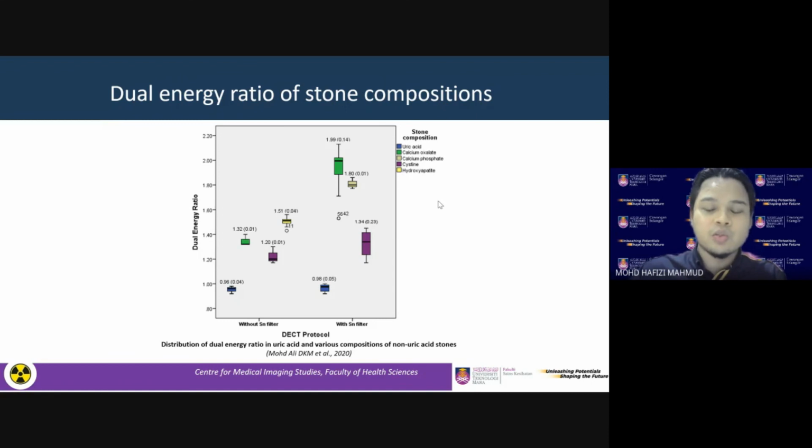You can see the different dual energy ratios mapped on this graph. Using the thin filter, you can have a higher dual energy ratio as compared to without thin filtration, so there is less overlap. We can see here for uric acid.